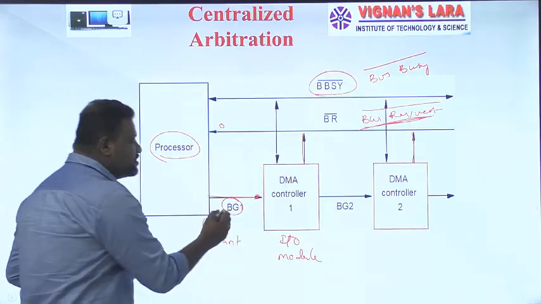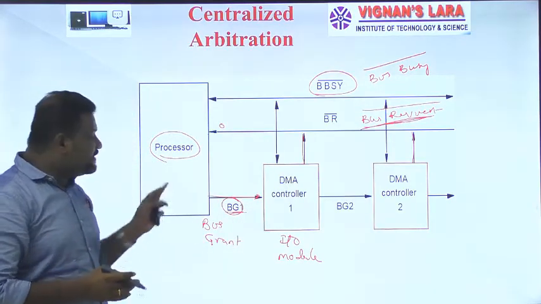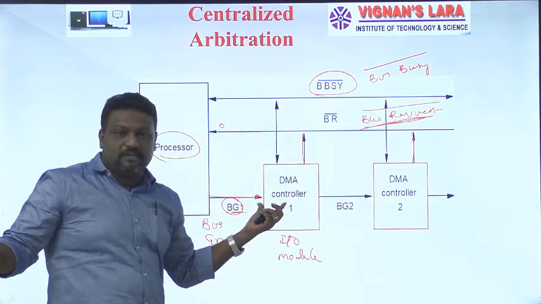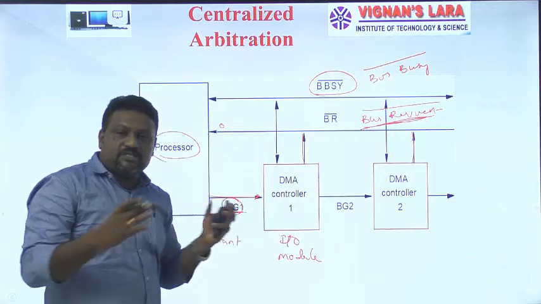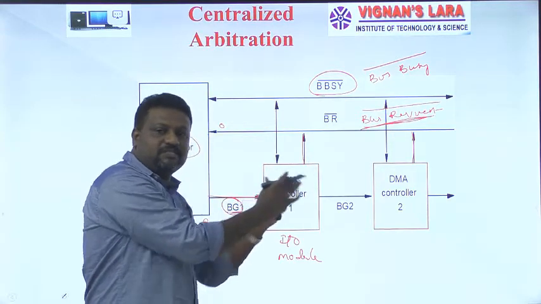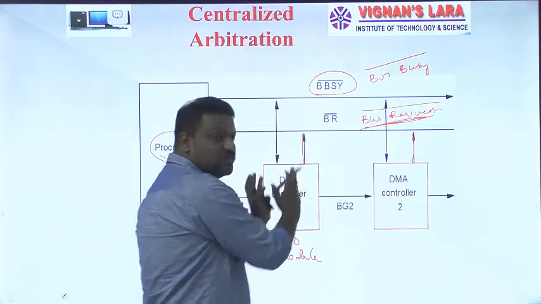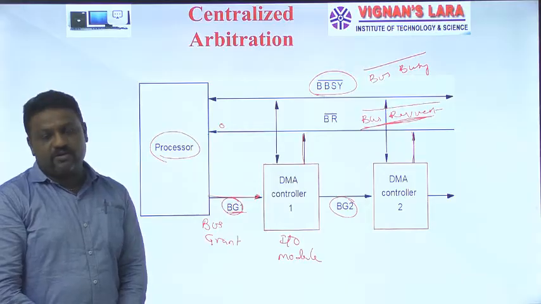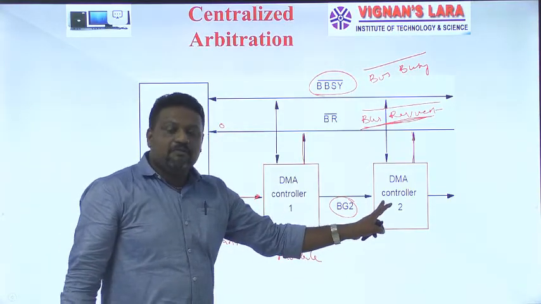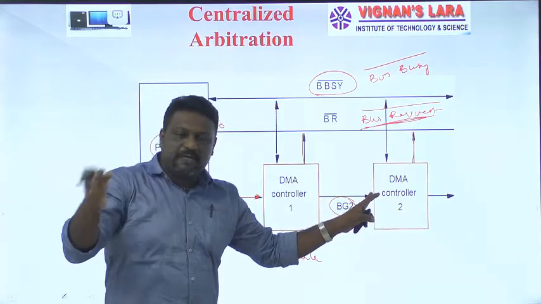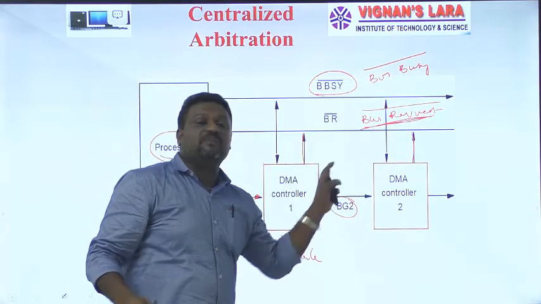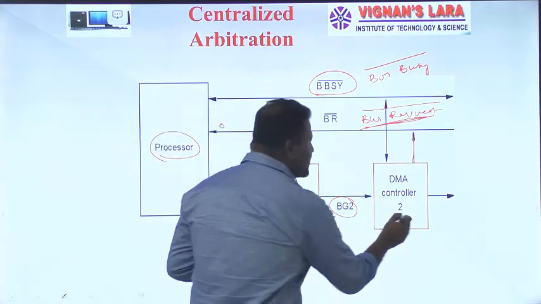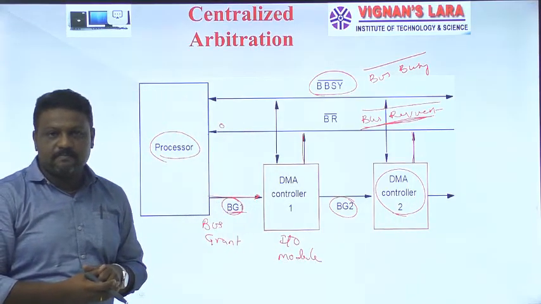Here I assume that signal is BG1. If this signal is received by a DMA controller that did not send any request, it simply bypasses the received acknowledgement signal from the CPU to the next one, which we can call BG2, bus grant 2. If this is the device which actually sent a request to the CPU for the bus, then once it receives the bus grant signal, it will automatically go and use the bus. That means this device now becomes the new bus master.